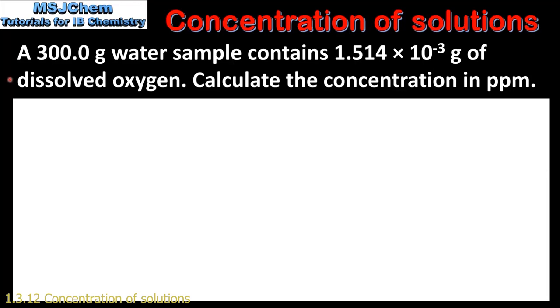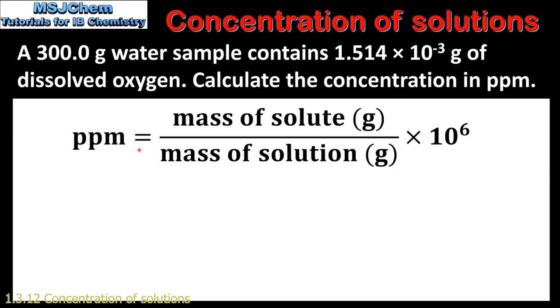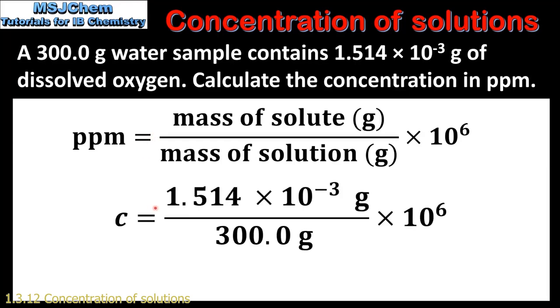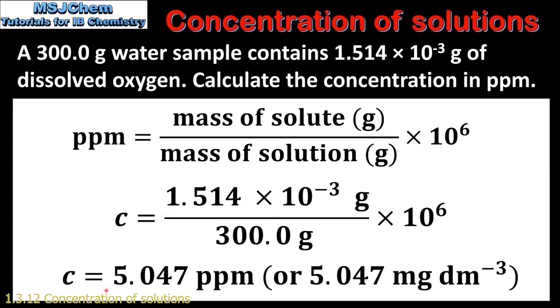Calculate the concentration in ppm. So we'll use this equation, which is the mass of the solute divided by the mass of the solution multiplied by 10 to the power of 6. So the mass of oxygen is 1.514 times 10 to the negative 3 grams. And the solution has a mass of 300 grams. And this gives us a concentration of 5.047 ppm.